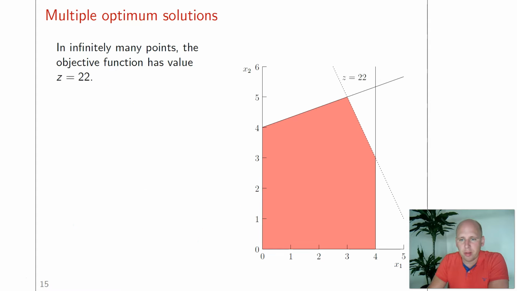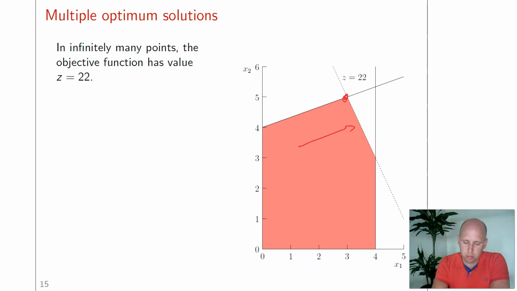If we do that here, then this is what we will get. So you see that this line for fixed values of z has been moved to the right until the point where we are right now, because if you move it further to the right, then we don't have any points in common with the feasible solution space anymore. And now you see also that there are infinitely many optimal solutions.